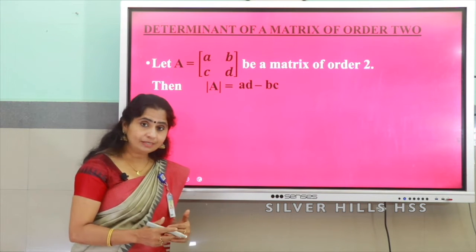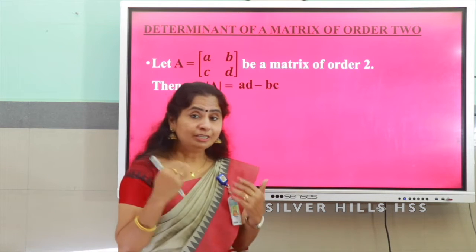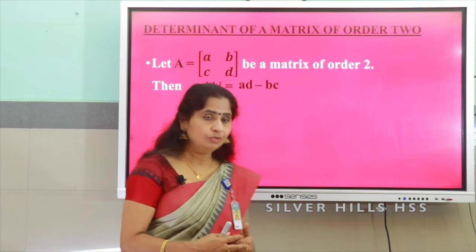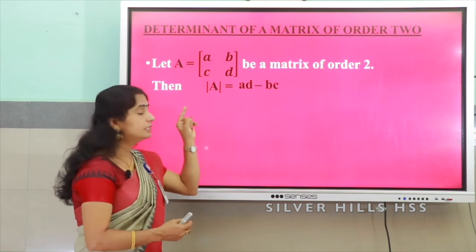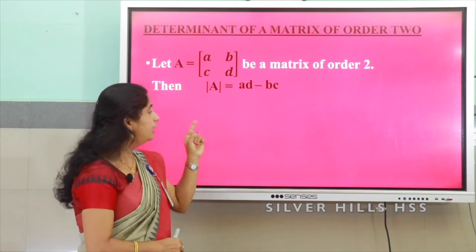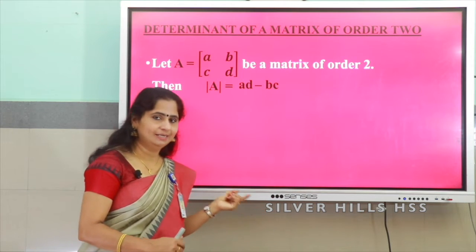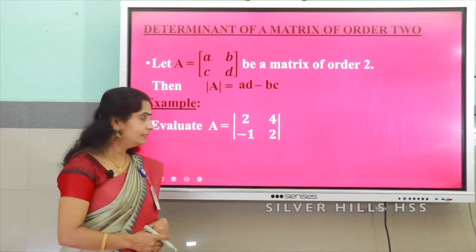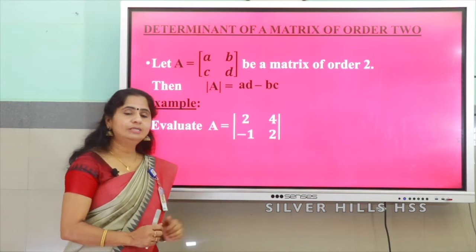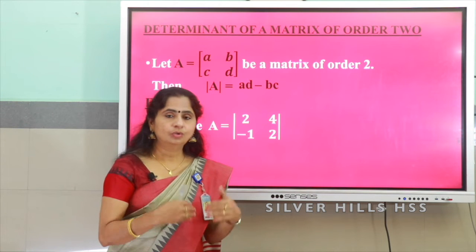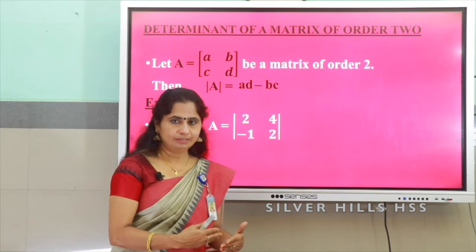Again, I repeat it. The method to find the determinant of the matrix of order 2 is first element into its diagonal element, that is A into D, minus second element into its diagonal. We'll see an example. Let A be the determinant 2, 4, minus 1, 2. So what is the value of this determinant?